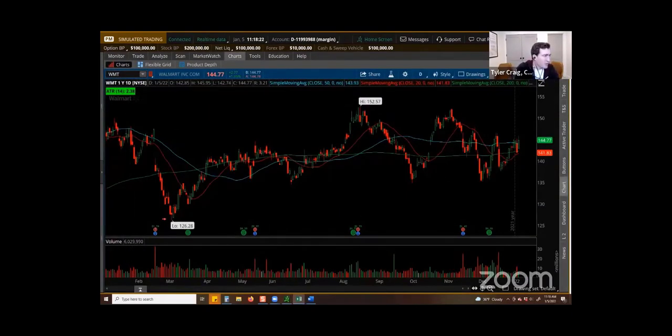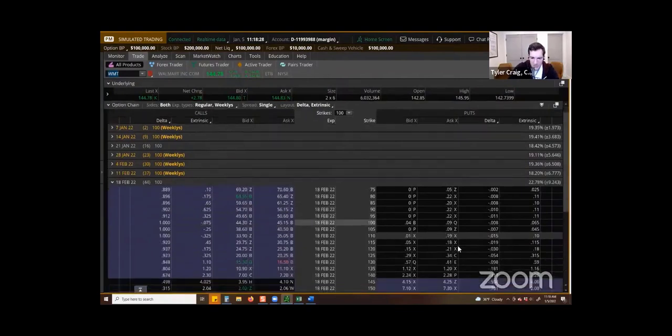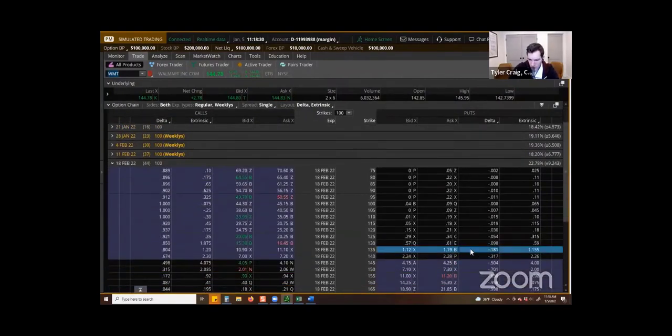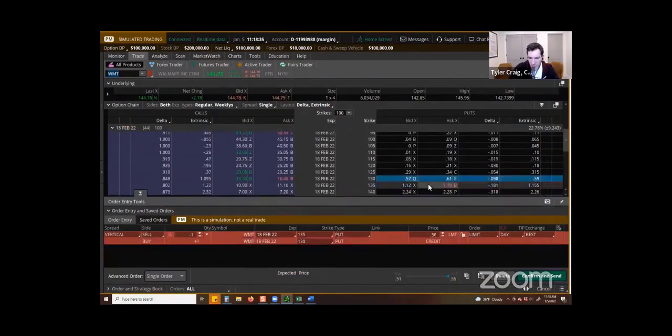I'm going to build a February trade, 44 days out. I'm going to sell around a 17 delta, try to make this apples to apples. So I can get an 18 delta. So 135, 130, close enough. 135, it's an 18 delta, bought the 130, and I'm getting 56 cents. So my cost is $4.44.